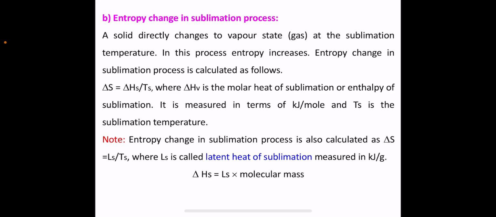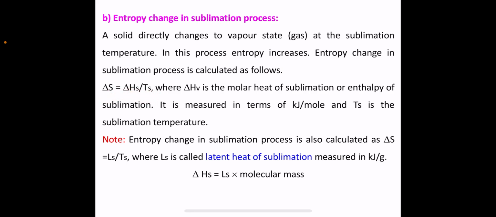A sublimation process means a solid directly changes to vapor state at the sublimation temperature. That means no liquid state is involved here. A solid directly changes its state to vapor state. In this process, entropy increases. Entropy change in the sublimation process is calculated as follows: delta S is equal to delta Hs divided by Ts.